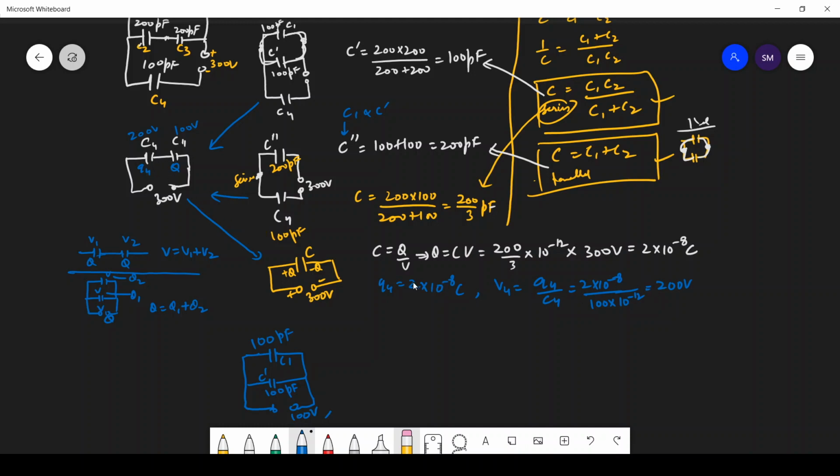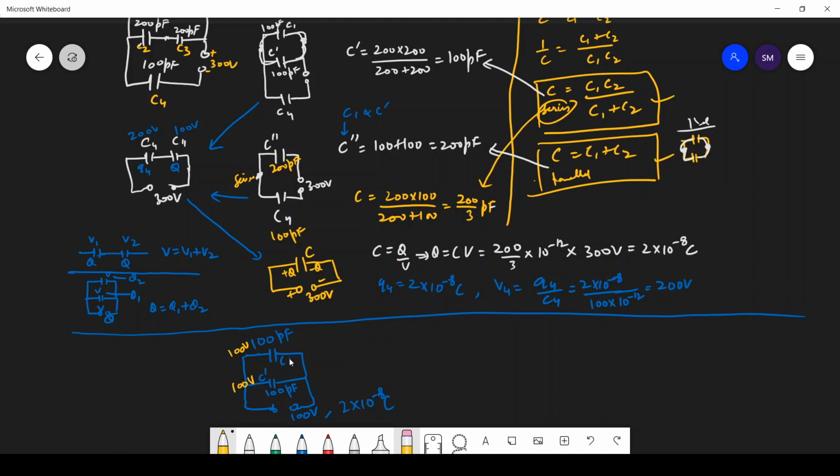So same charge, 2 into 10 to the power minus 8 coulombs. So that is the availability with this combination. So what is same in the parallel? So students, start with the same thing. Here it was series, we started with the same thing, that was charge. So charge was same, and then we find the voltage. So here voltage is same, so start with the voltage here. Okay, so what is the volt? 100 volt. So here also 100 volt, and here also 100 volt, right?